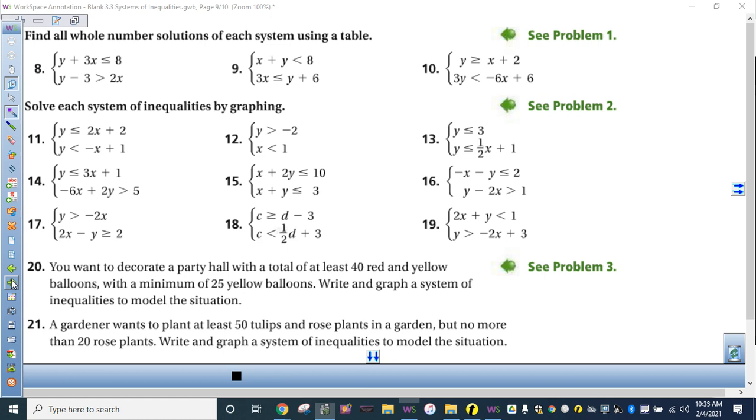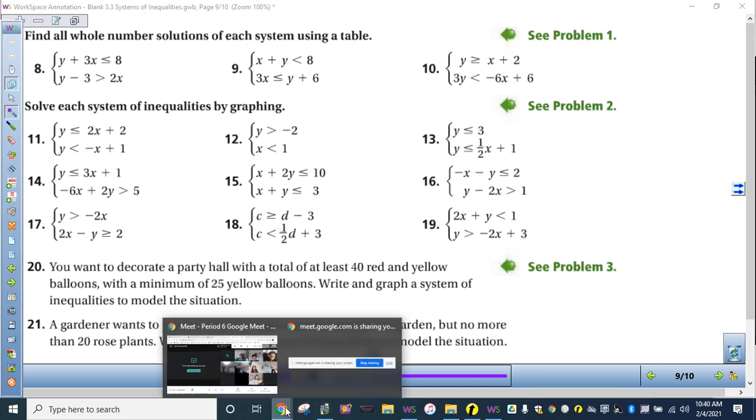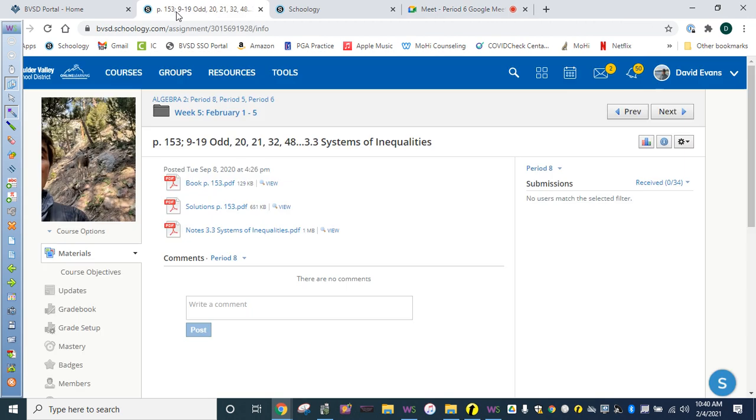Okay? That is it. There is your homework. Number 9, do not use a table. Just graph and shade. Your homework is already posted. It's a bunch of kind of random problems. Page 153, 9 through 19 odd. I'll just wait so you can just see it. It's easier that way. So there it is. Page 153, 9 through 19 odd, 20, 21, 32, and 48.